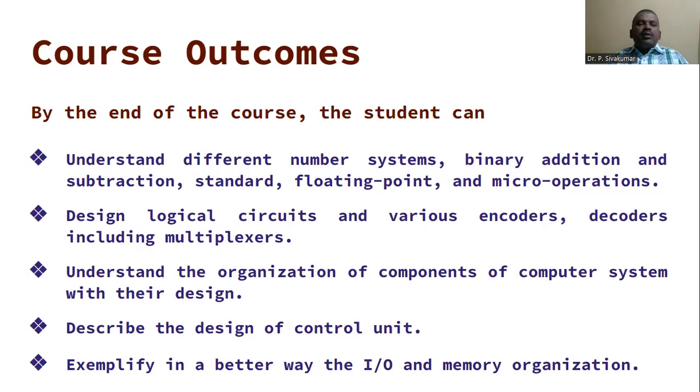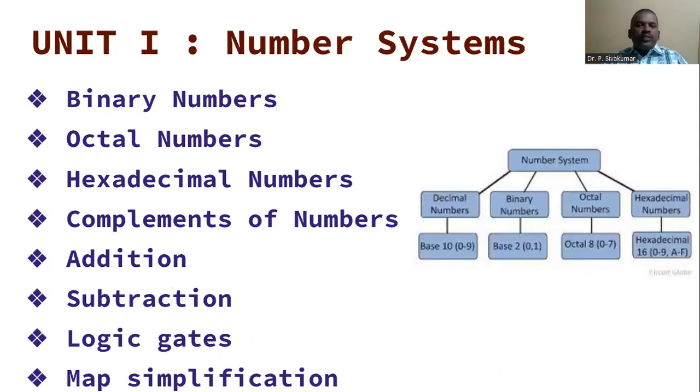At the end of the learning, the student will also be able to describe the design of control units. He can exemplify in a better way the IO and the memory organizations available in the computer system. This is a major outcome a student gets after learning this course. Let's see a brief overview of the digital electronics and computer organization subject.